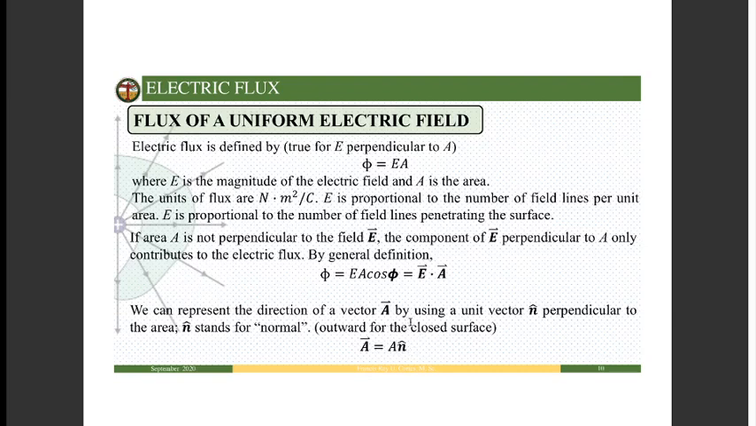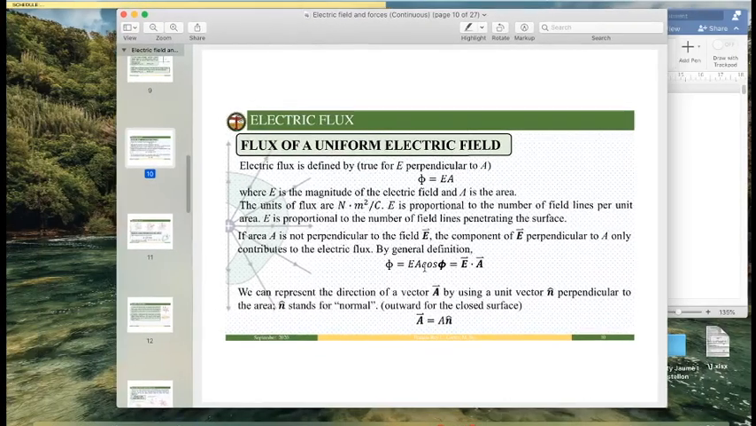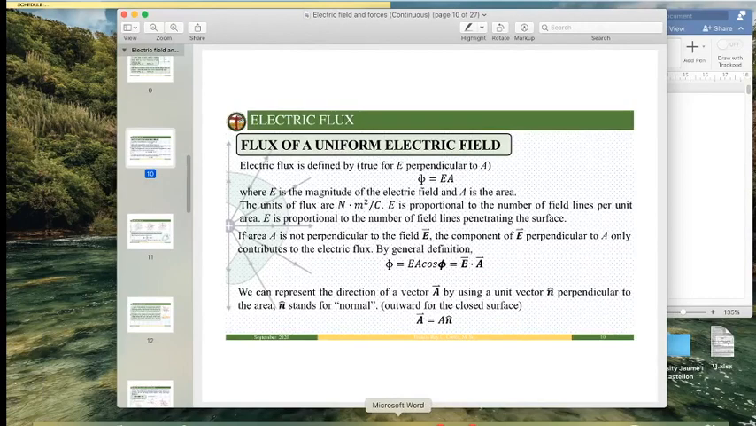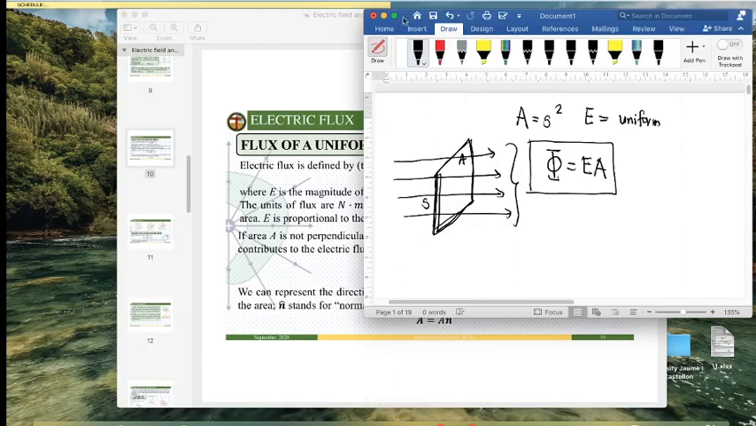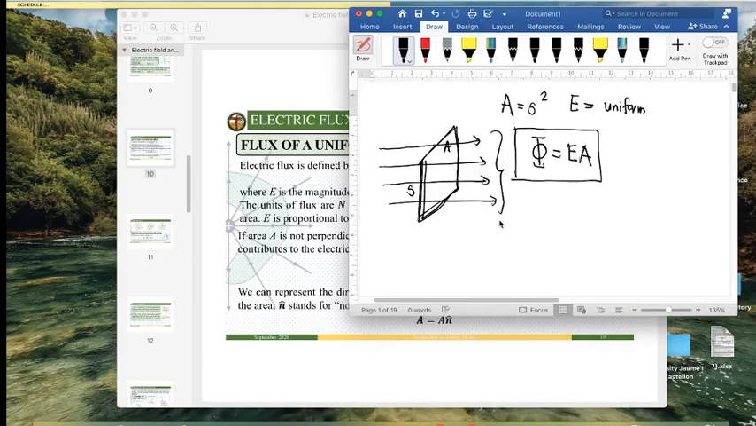So this n hat means normal. Normal means it is always perpendicular to a specific area, this vector area A. So since your vector area A is proportional to n hat, they have the same direction as n hat. So remember, by definition, your n hat is always outward for a closed surface. Okay, so what do you mean by that? If I have a closed surface, for example, I have here a circle.